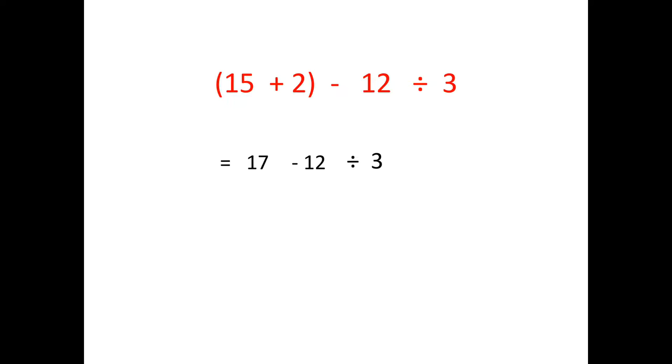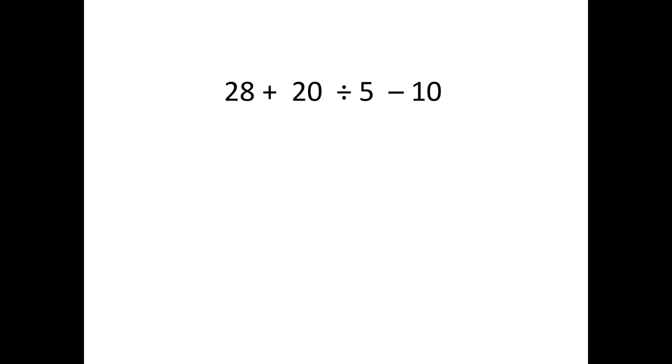Now I have minus and divide. What to do first? Go back to the BODMAS. The D is before the S, so I will do the division first. So I will leave the 17 as it is and the minus as it is. And I will do 12 divided by 3. 12 divided by 3 will give you 4. Now I have to subtract. 17 minus 4 will give me 13. Okay?